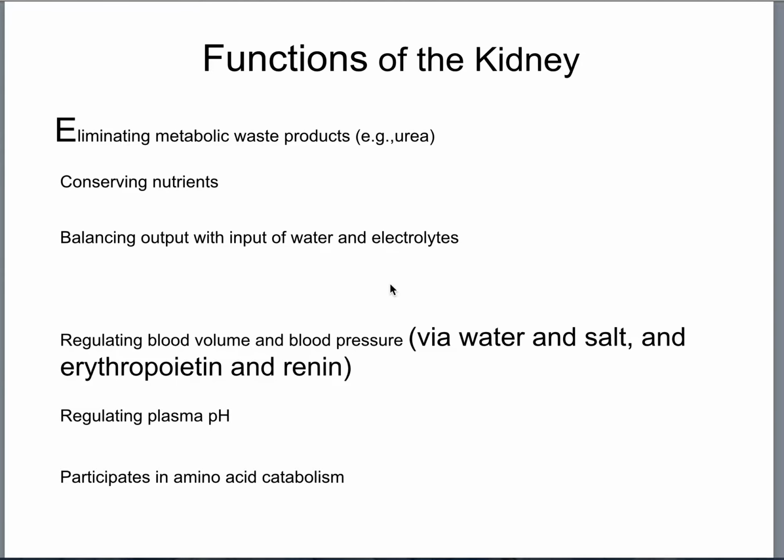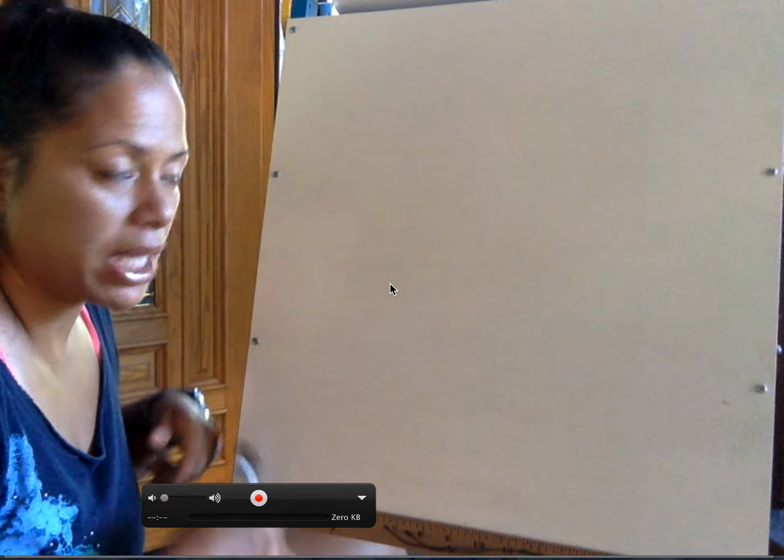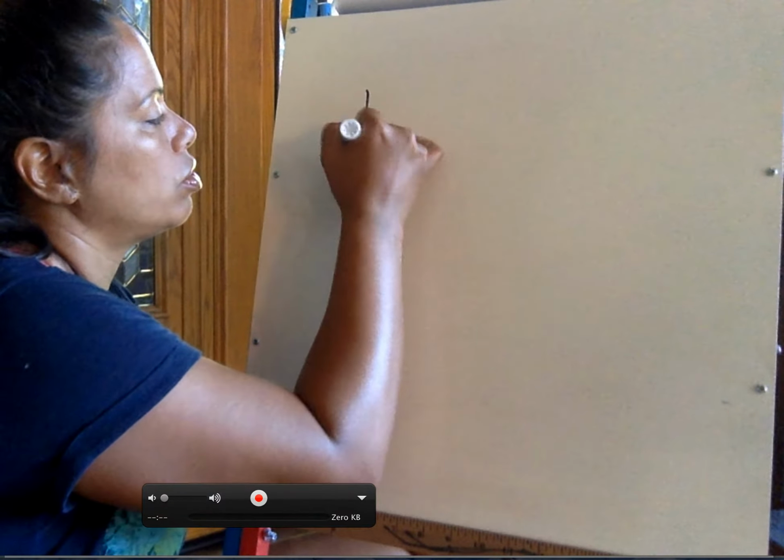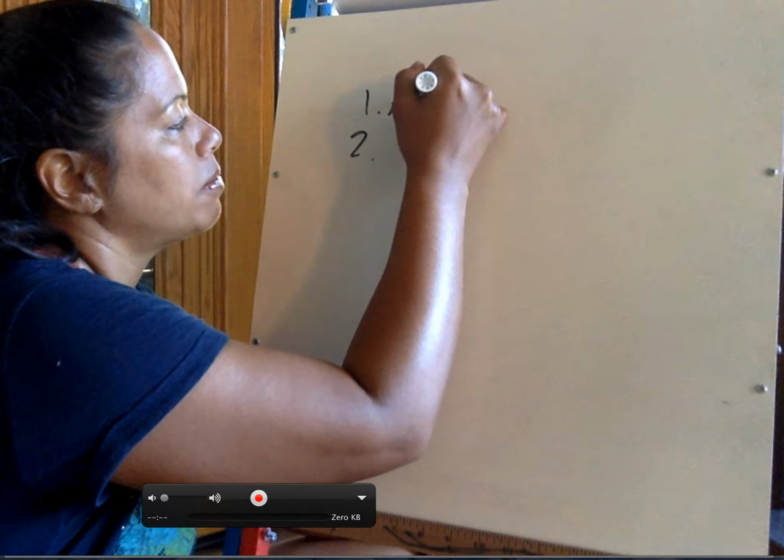Let's get started. What are some of the functions of the kidney? Well, I like to think of it as acid-base balance and osmolarity. What is osmolarity? So let's write the two general functions. We said acid-base balance.